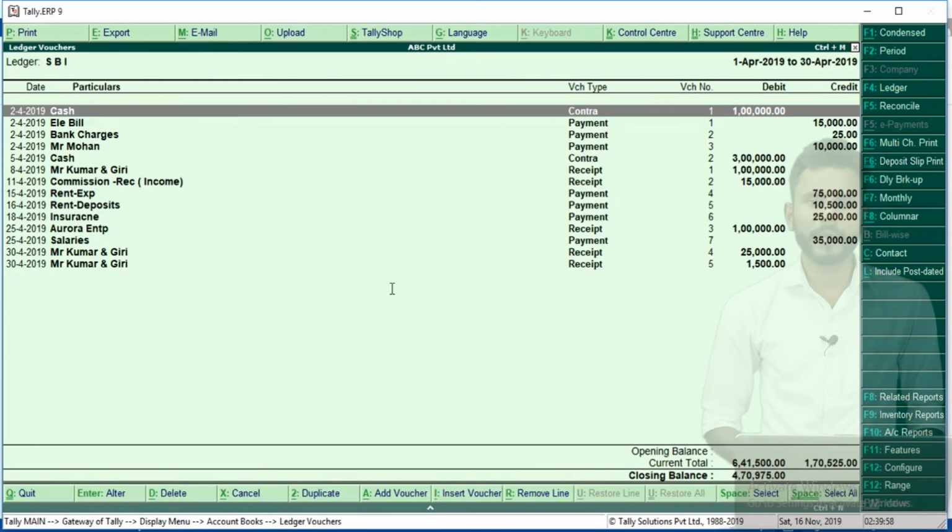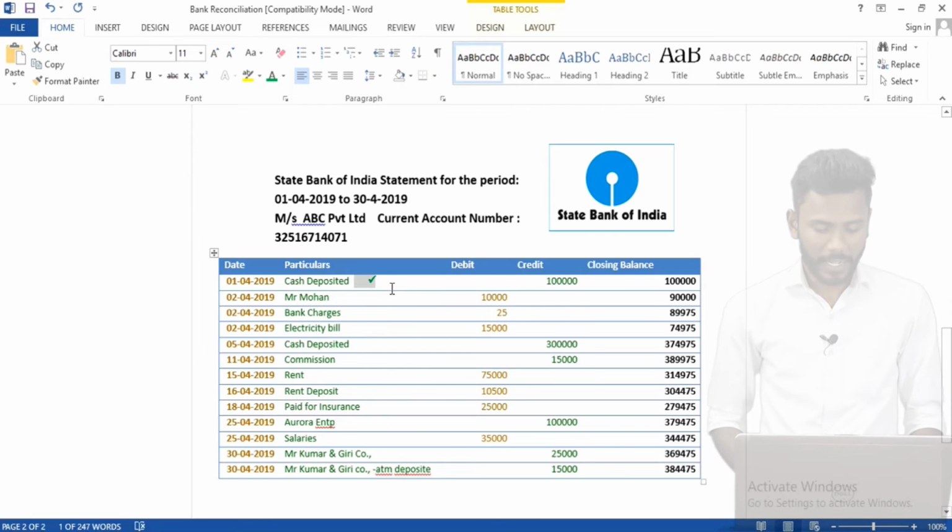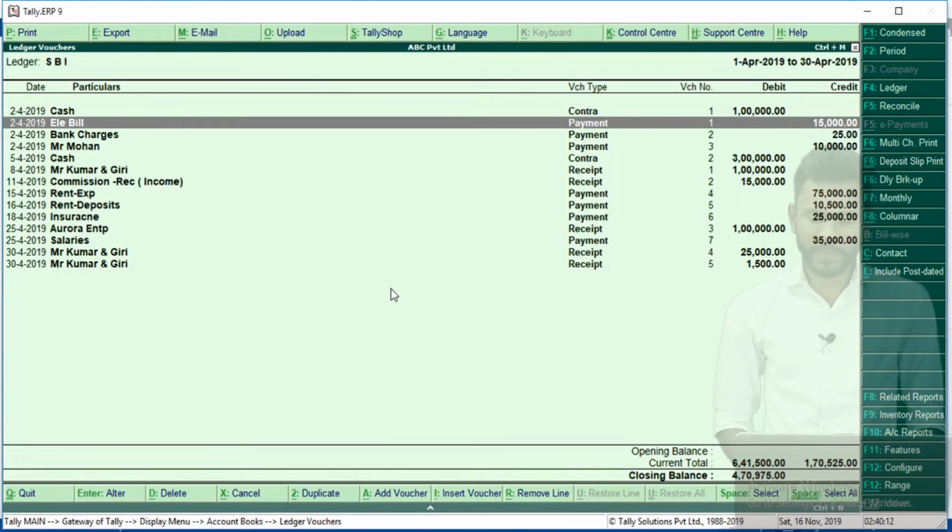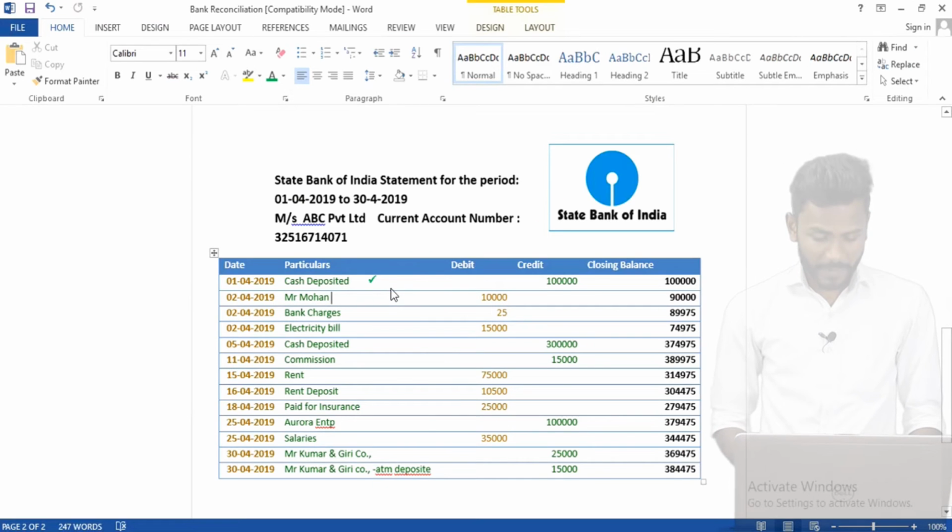So now we compare our company book of account with the bank statement. We recorded a cash deposit in the bank of rupees 1 lakh, and is it cleared by the banker? Yes, it is also recorded by the banker, so there will be no impact on the differences. And next, we recorded that we paid the electricity bill rupees 15,000. Is it recorded by the banker? Yes, the banker also recorded the same.